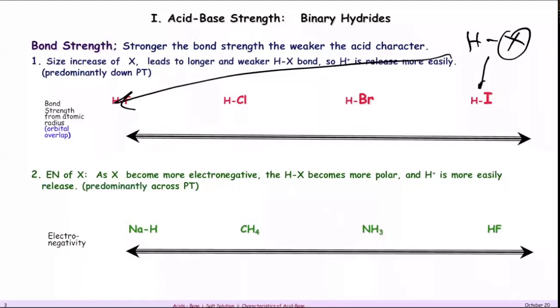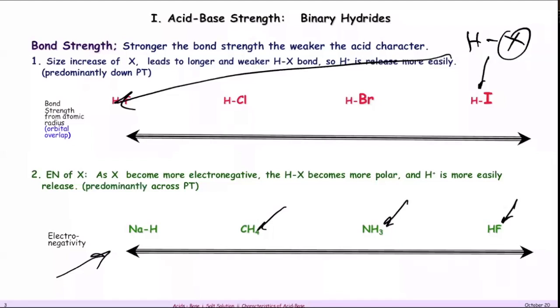Okay, again, these guys are binary, somewhat acid, because there's only two different types of atoms. Sodium hydride is not really an acid, but we can consider it an acid because it has a potential of giving up that hydrogen. Even CH4 has a potential of giving up that hydrogen. Ammonia we know is a base, but it has a potential of giving up that hydrogen. And HF we know is an acid because it's got a hydrogen to donate.